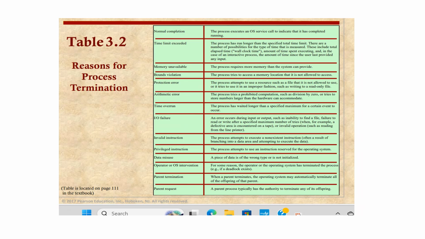Then there are many reasons for process termination: normal completion, the time limit exceeded, memory unavailable, going beyond the privileged memory location, an arithmetic error, the time slice expired, or invalid instructions. Also, if the parent process completed, or if the parent requests the child process completion. So these are the reasons for process termination.